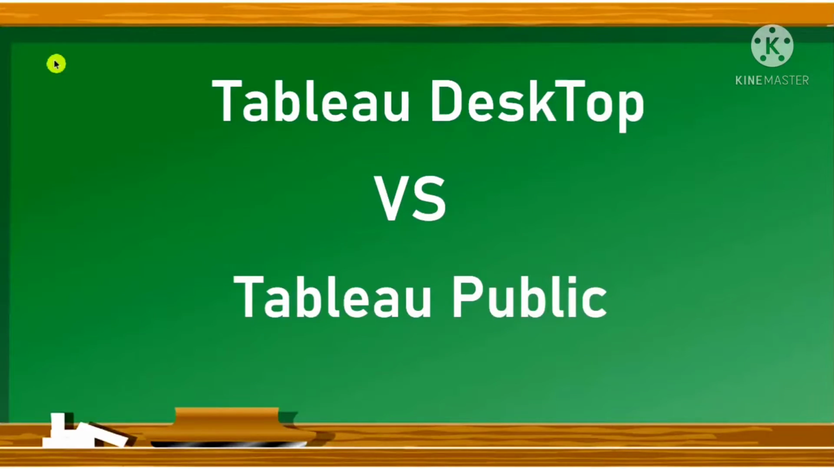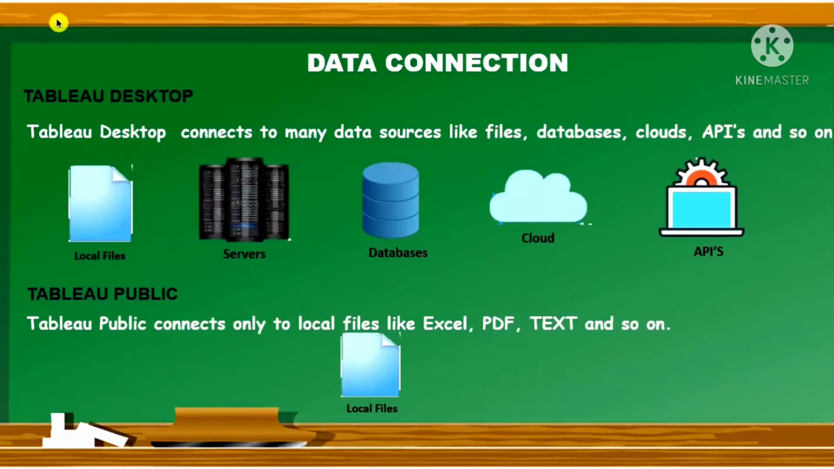Now let's see the first difference. The first difference is data connection. Tableau Desktop connects to many data sources like local files, servers, databases, clouds, APIs, and so on, whereas Tableau Public connects only to the local files like Excel, PDF, text, and so on.